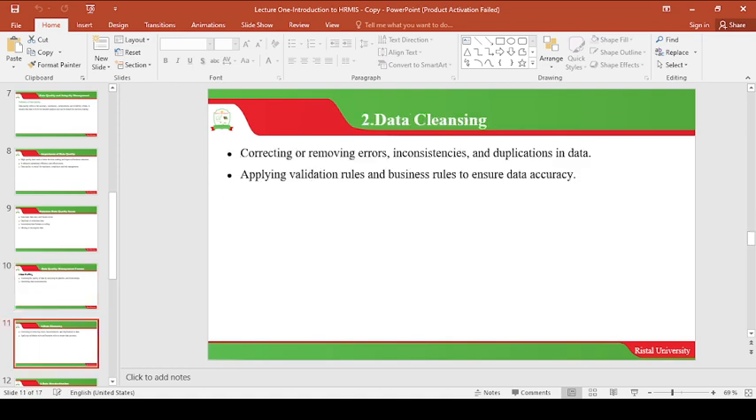Then step number two is the data cleansing. Correcting or removing errors is under what you call data cleansing. For example, if the employee is using different names, you can now find out why he or she is using that name. Maybe it is an error or typing error. Then it can be corrected, but make sure that it is verified.